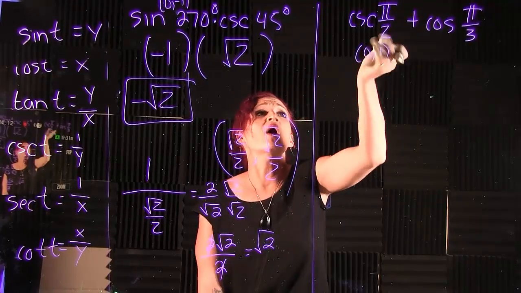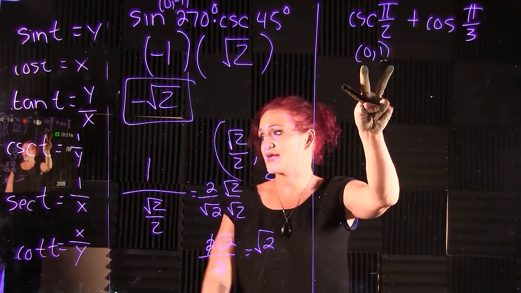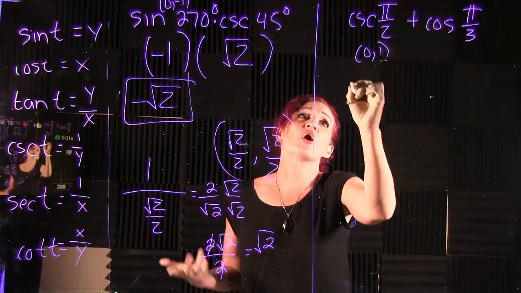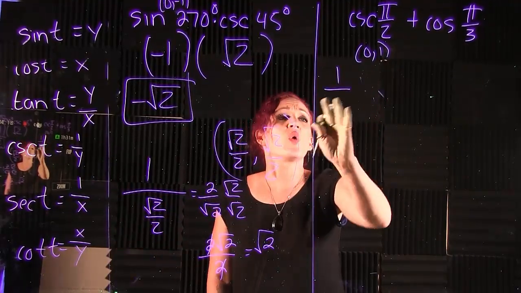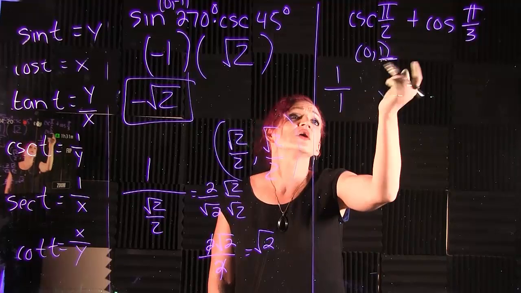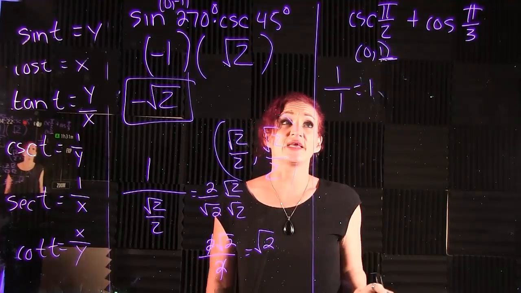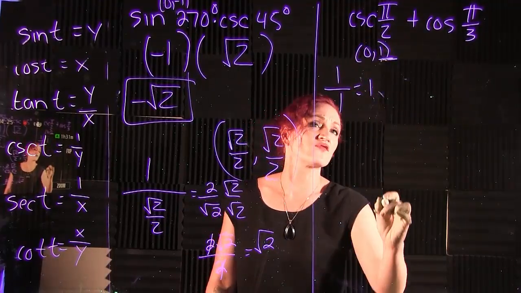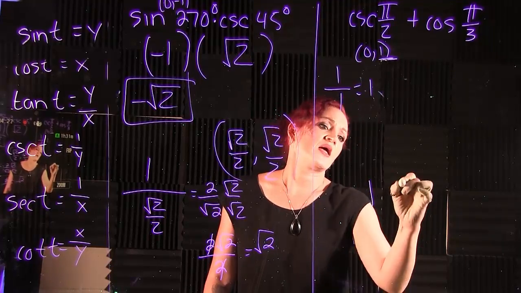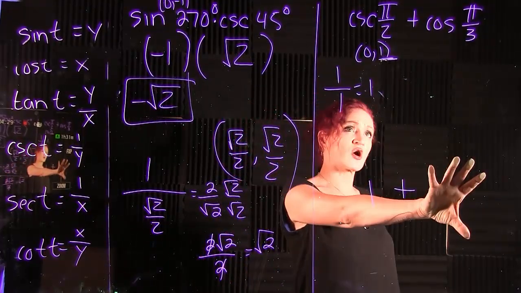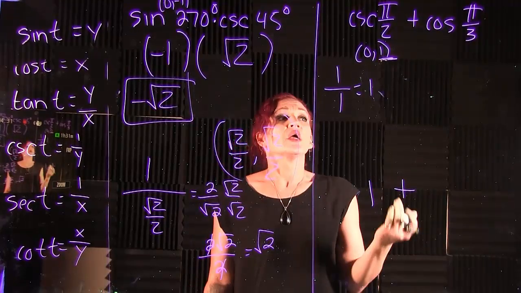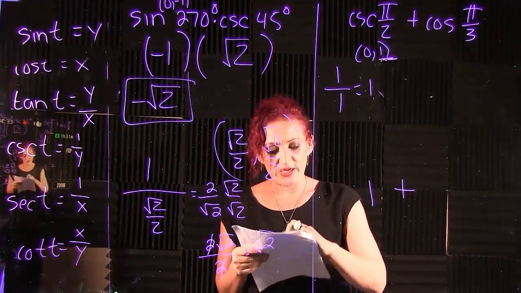We want to find cosecant of that. Cosecant is 1 over y. So 1 over our y value, which happens to be a 1 here. So cosecant pi over 2 is a 1. And we're going to add that to cosine pi over 3, which means go to pi over 3 in your unit circle.